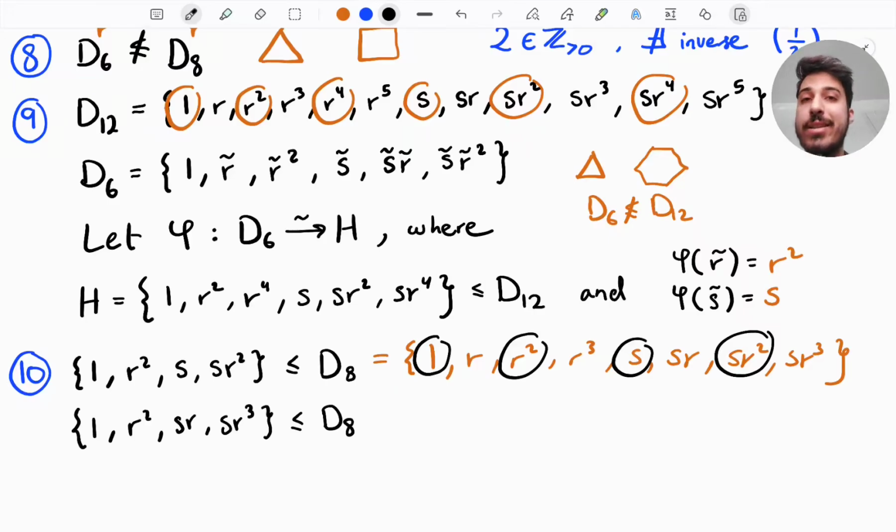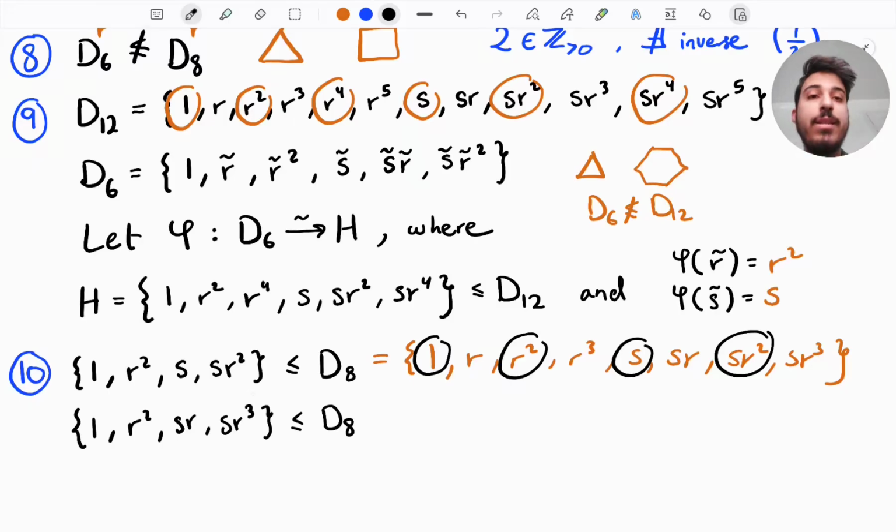This is because it is not empty, it is closed with respect to the operation, which is a symmetry composition, and it is closed with respect to inverse because each element, for example, R square has an inverse. R square, its inverse is R squared, and it's also inside the subset. SR square has an inverse, which is SR squared. S has an inverse, which is S, and they all lie inside the subset. So this, in fact, is a subgroup of D8.